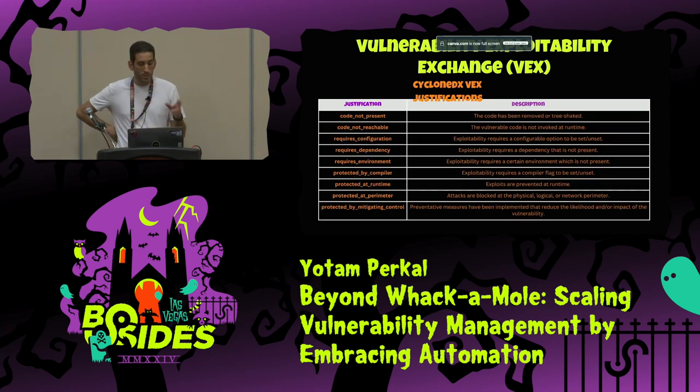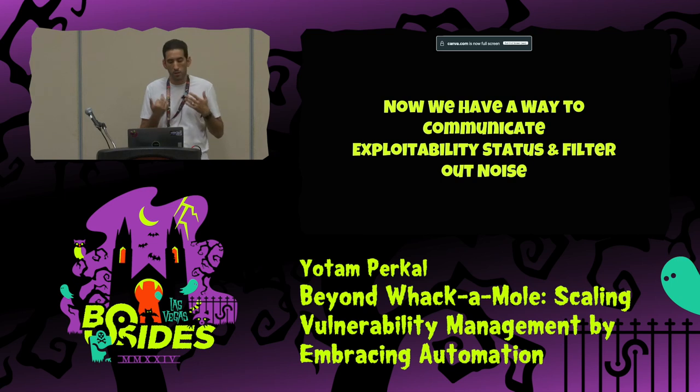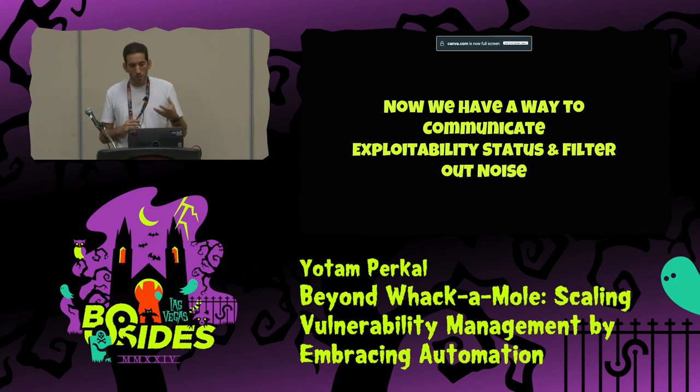And then the justifications for CycloneDX are a bit more, there are nine, not five, but again, pretty similar. You have things like required by the environment, protected by compiler, protected at perimeter, or protected by mitigating control. So it's again a bit different, but I think we should look at the bigger picture. The specifics are less important, so much as the fact that now you have a way to communicate exploitability status and filter out noise. And if we look at it from the consumer side, the security tooling side, it allows you to have a machine-readable way to communicate the exploitability status. And I'll show why I think the consumer side is the kicker here.